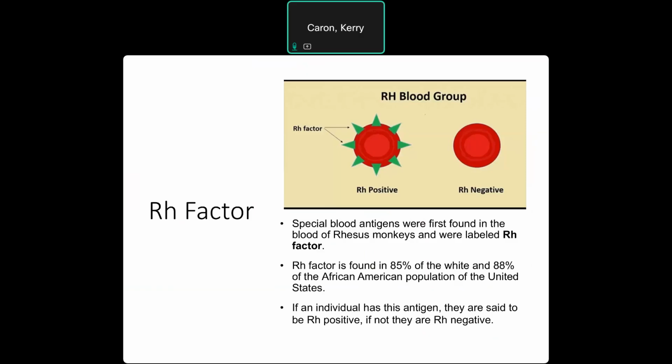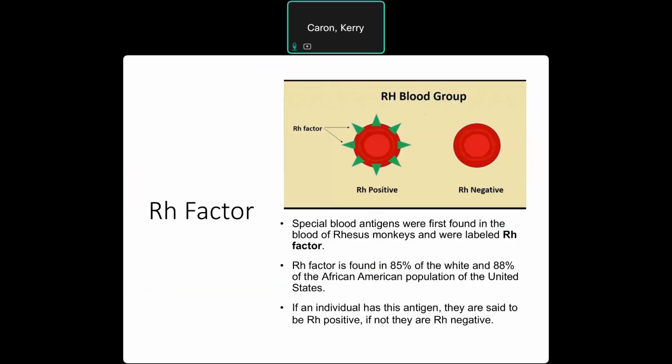Okay, so we mentioned the A, the B, the AB. Now you've heard of people saying, well, I'm A positive, or I'm O positive, or I'm O negative. RH factor is another antigen that we need to take into consideration. So this was first found in the blood of rhesus monkeys, and it was named the RH factor for rhesus monkey.